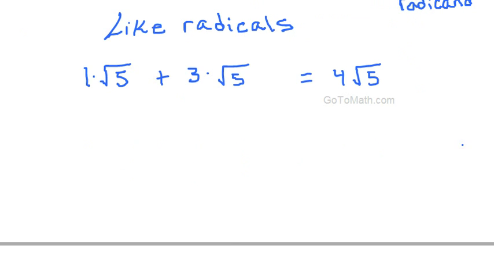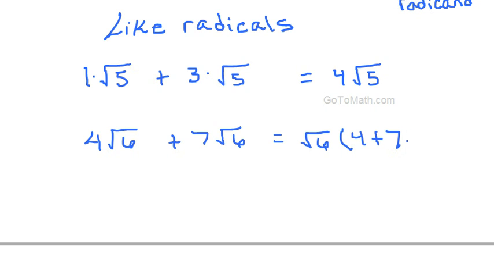Okay, now let's take a look at another one here. What if we had 4 times the square root of 6 plus 7 times the square root of 6? Now here's another way of looking at this. We can factor out the square root of 6 and we'll be left with 4 plus 7, and of course 4 plus 7 is 11. So that would be 11 times the square root of 6.